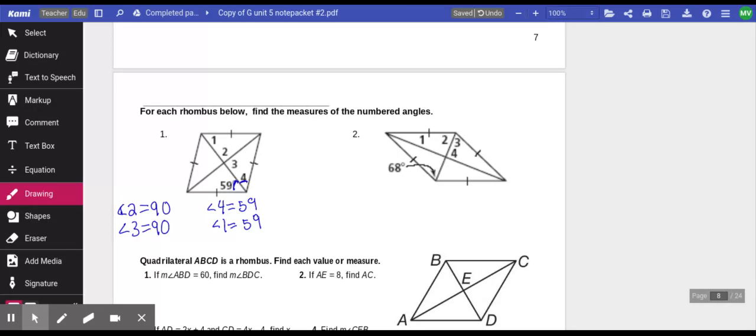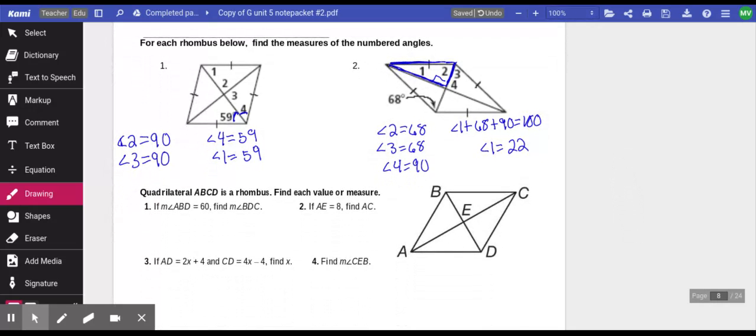Now I'm going to use that to help me do number 2, because in number 2, the angles across from each other are equal. So angle 2 equals 68. Angle 3 equals 68. Angle 4 equals 90 because the diagonals are perpendicular. Now to find 1, I need to do a little bit of work. I need to realize that right here I have a triangle. This is a right angle here, and I know 2, so angle 1 plus 68 plus 90 equals 180. And so angle 1 equals 22.